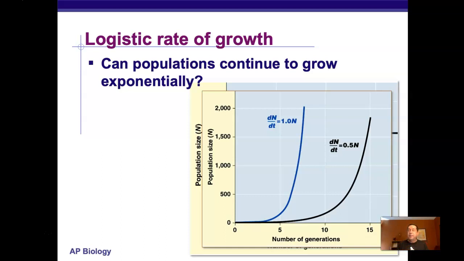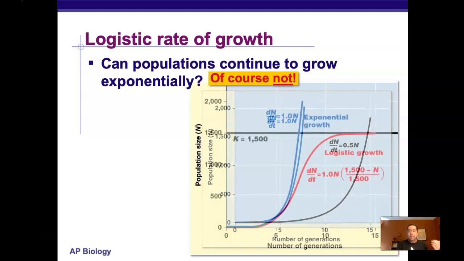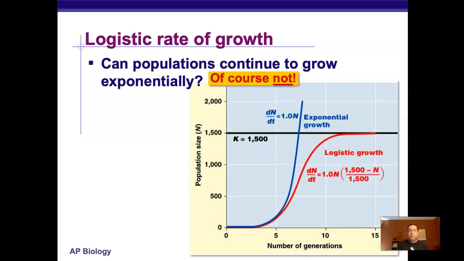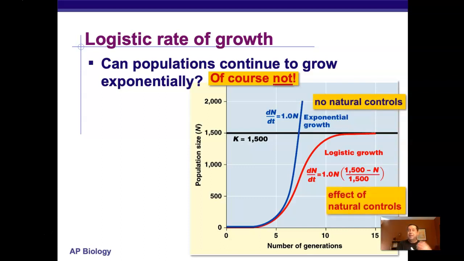So when there are limiting factors, instead of having exponential growth, as the blue line shows, if that's under ideal conditions, they're not going to have those ideal conditions forever. So instead, we see logistic growth, where as populations reach the maximum number of individuals of that species that the environment can support, population growth is going to slow down. So exponential growth, no natural control. Logistic growth is the effect of natural control.